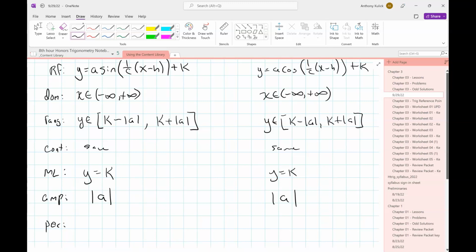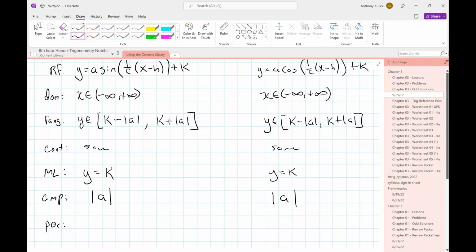Period. What's going to change the period? A, C, H, or K? Or maybe nothing. No, it did. Something changes it. C, right? If we have a horizontal stretch or shrink, the length of that one cycle would get shorter or longer depending on whether you stretch or shrink.